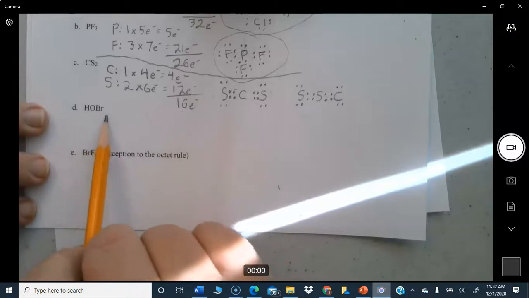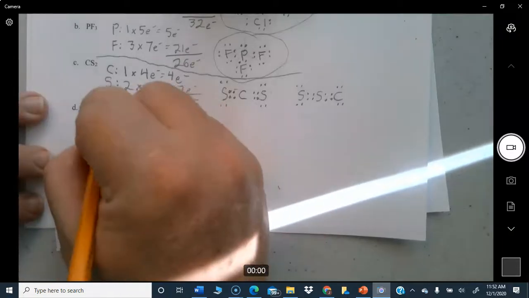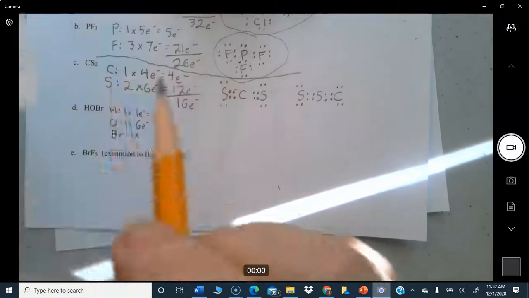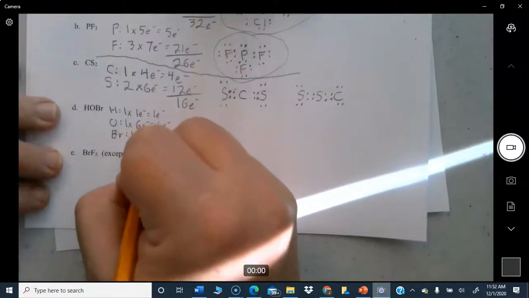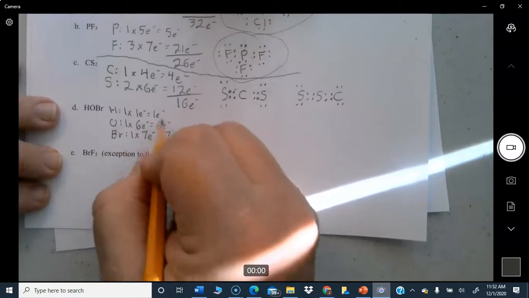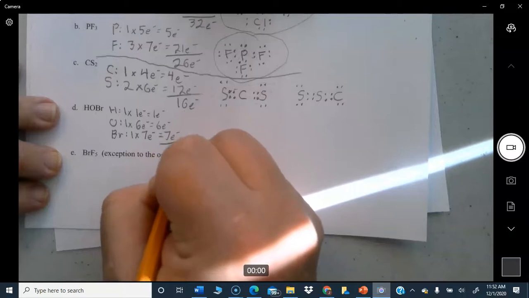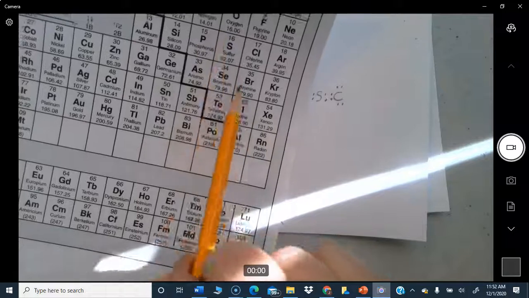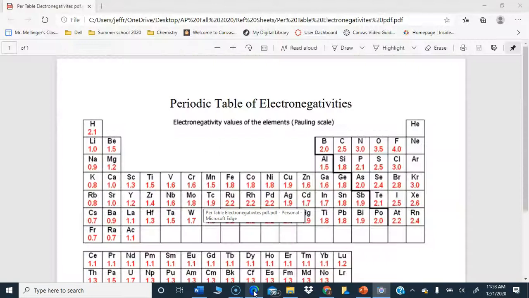Okay, HOBr. All right, so do this one. Okay, and bromine is right here, 7 valence electrons. Okay, and you add those up, you get 14 electrons. All right, so between oxygen and bromine, what we're going to do is we're going to look at our periodic table of electronegativities, and this likely is going to give us an exception.